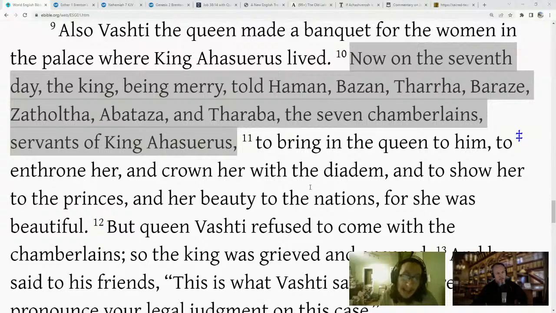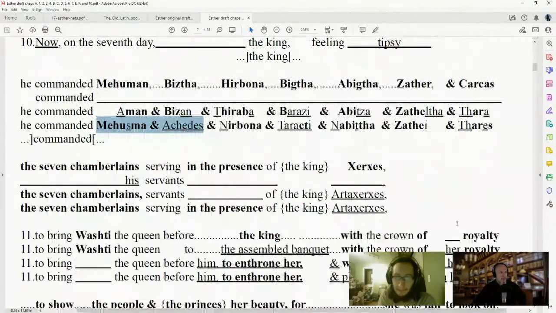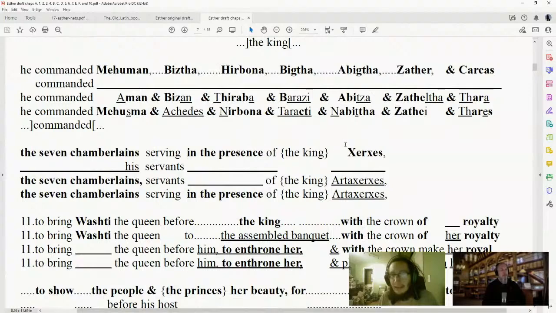And then Old Latin version, if you go back to mine, has different names. It has Mehusma, and then randomly it has Akedes, then Nurbana, almost identical to Herbana, but with the N instead of an H. Tarakti seems kind of similar to Baratzi, and then Nabitha, similar to Abigtha and Abitsa. Zathai, similar to Zather or Zathel. And then Thara, similar to Tharis. The only one I can compare to that is Carcass, so it probably lines up with that. And Old Latin, I think they might have had the names in a different place too, if I'm not mistaken. But so I tried to line up the names to correspond.